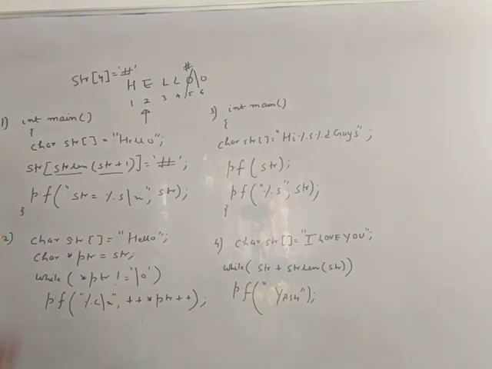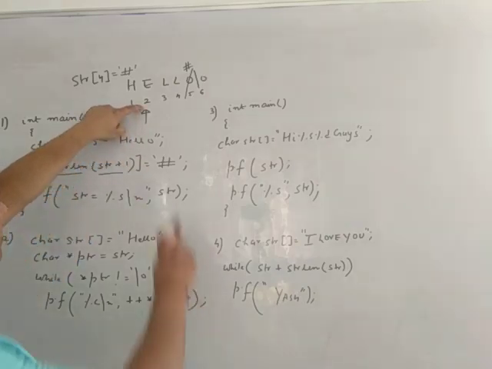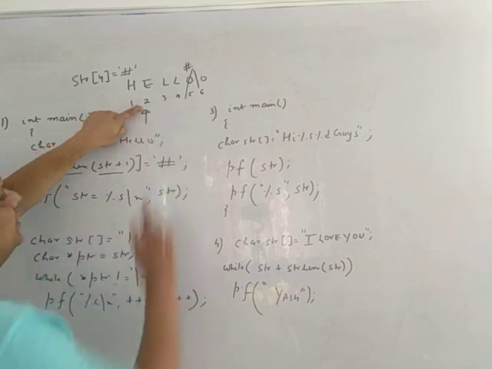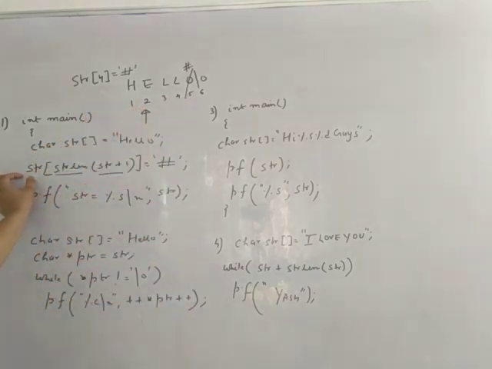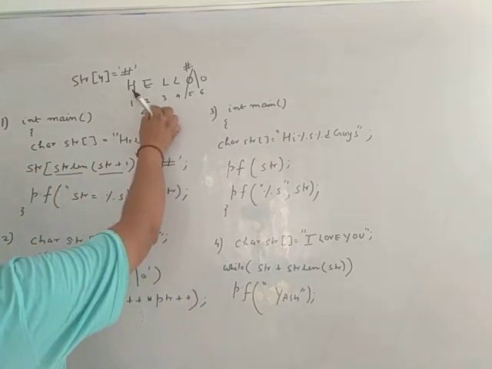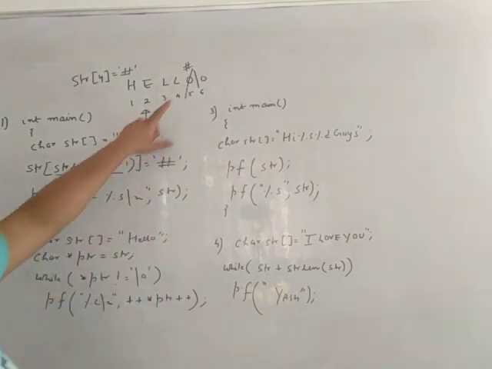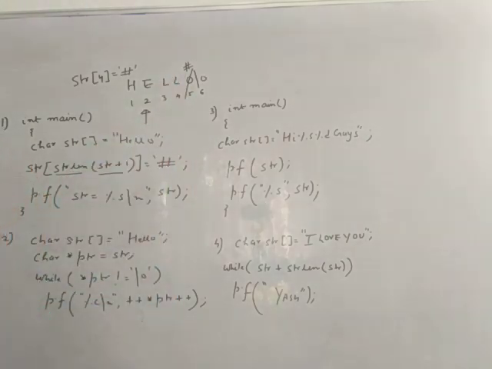Fine, I am again repeating: char str[] = "hello". So you have a string hello, right? So strlen(str + 1): your str initially was pointing at 1, when you write plus 1 it moves to 2. So what is the string length? 1 2 3 4 is your string length. So this is nothing but your 4. So str[4] is equal to hash. This is str[0], str[1], str[2], str[3], str[4]. So instead of O you have your hash here, right?